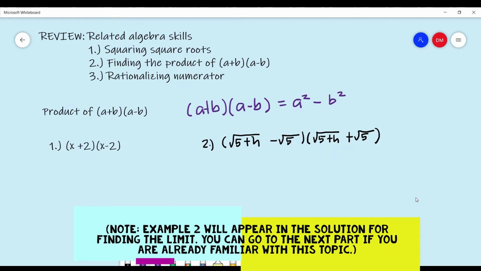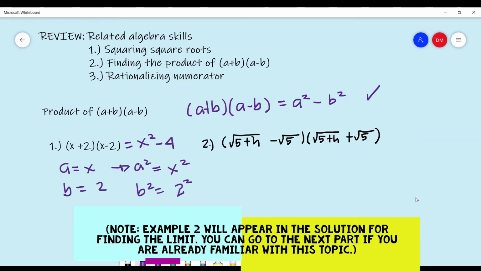Let us discuss now the product of a plus b, a minus b. So for number 1 example, our a here is equal to x and b is equal to 2. Therefore, a squared is equal to x squared and b squared is equal to 2 squared, which is equal to 4. So the answer for number 1 is x squared minus 4, using the special product.